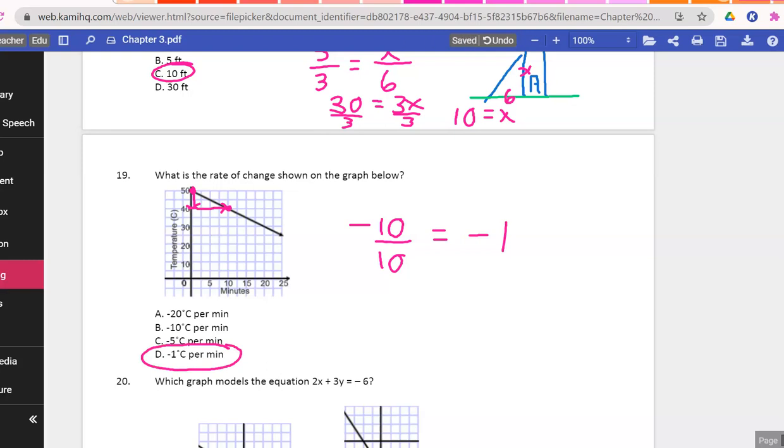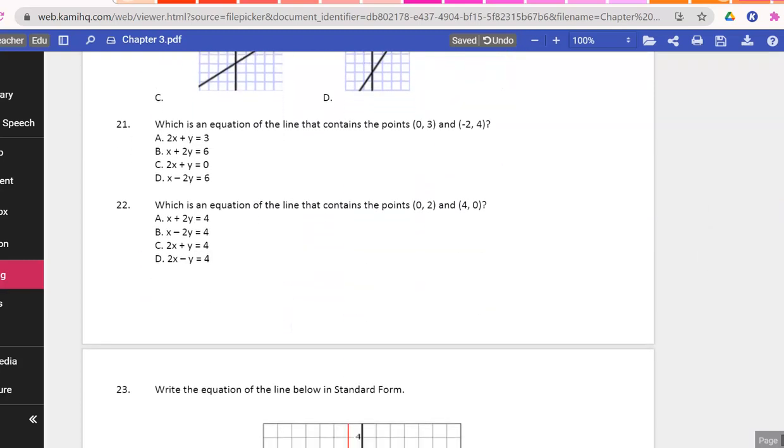So pay close attention to your scale on your graph anytime that you're given one. A lot of the questions we'll do in the next chapter, in chapter 4, you're going to see that you need to make sure you're paying close attention to your scale for your graph. Next, we're going to 21.